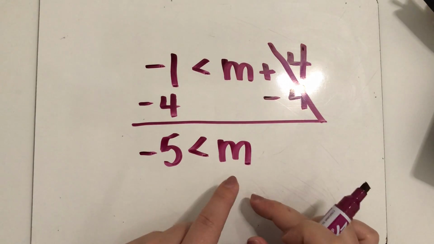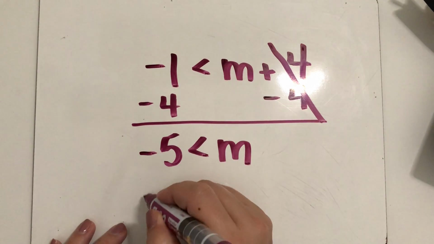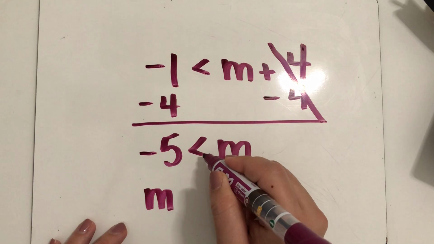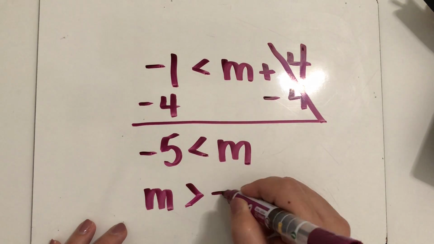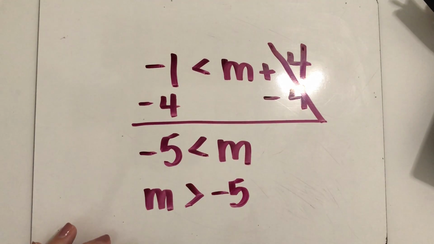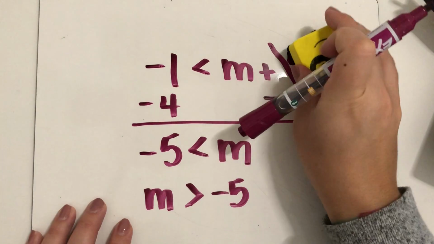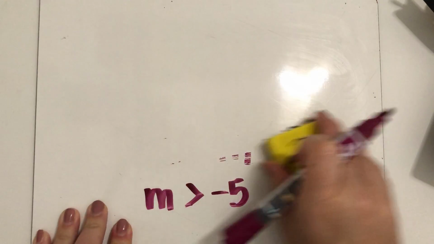If I wanted to write it with a variable first, I can write the m. Remember that this sign follows my variable, and I get m is greater than -5. Okay, let's add a little bit more into there. Let's do one with some decimals.